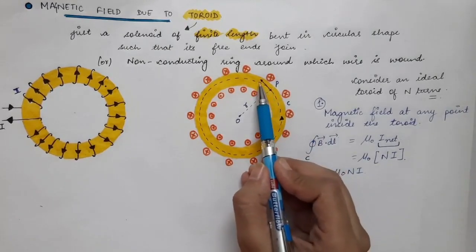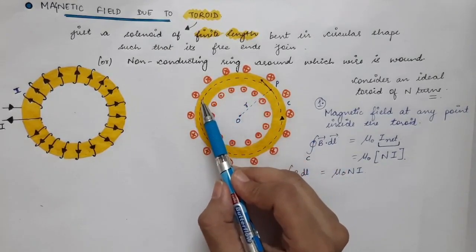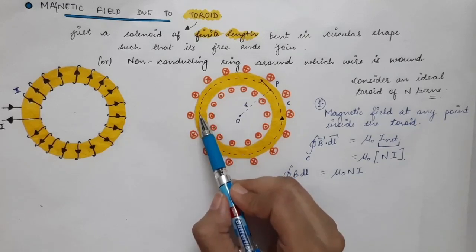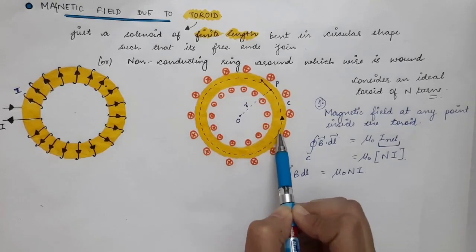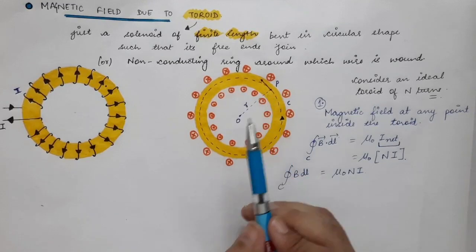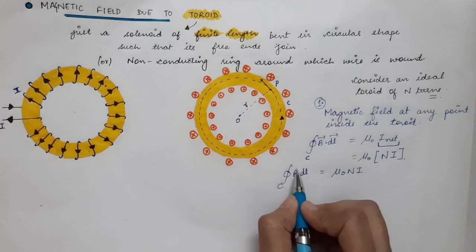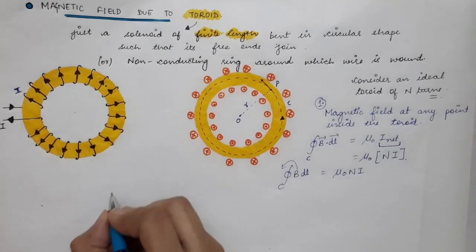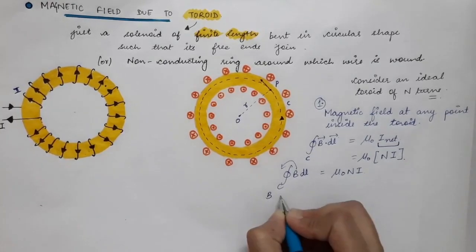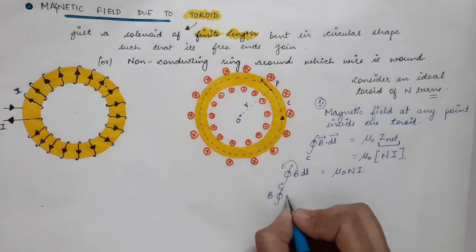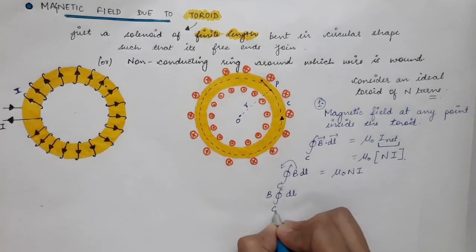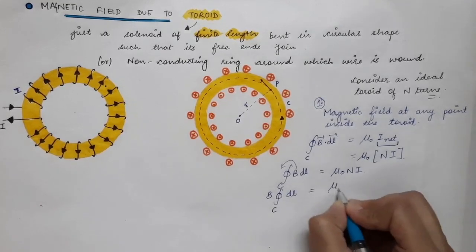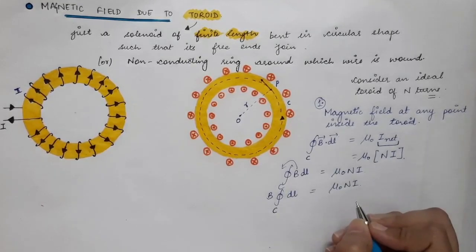Now at all these points they are at the same distance from the center of the toroid. So at all these points the magnitude of the magnetic field will remain the same. So this magnetic field B magnitude can be taken outside the integration. So that will be equal to B into the line integral of dl over this closed path C, and that is equal to mu naught times n times I.